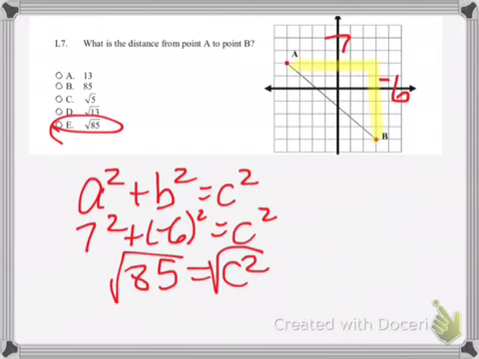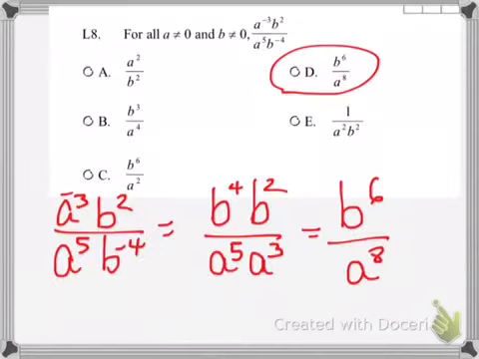Number 7, what is the distance from point A to point B? So again, I found my rise and my run. My rise was negative 6 and my run was 7. I used the Pythagorean theorem so I could find the length of the hypotenuse, which was the distance from A to B. And I said 7 squared plus negative 6 squared equals C squared. That gave me 85 equals C squared. So the length of the hypotenuse, or the distance, was the square root of 85.